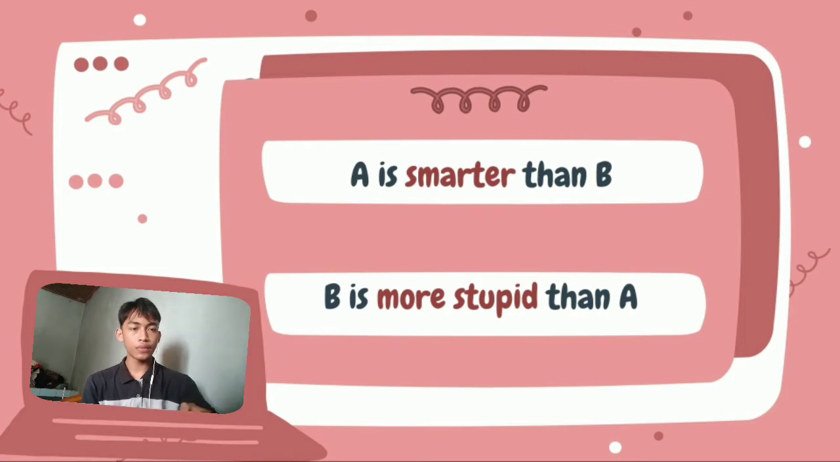In the case of this problem, B is more stupid or dumber than A. Thus, the word more is used before the word stupid. From these two examples, it can be seen that if the adjective has one syllable, it must be added with er. If the adjective has more than one syllable, then the word more or less is added before the adjective.